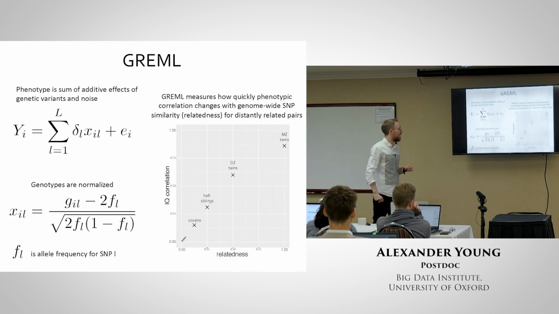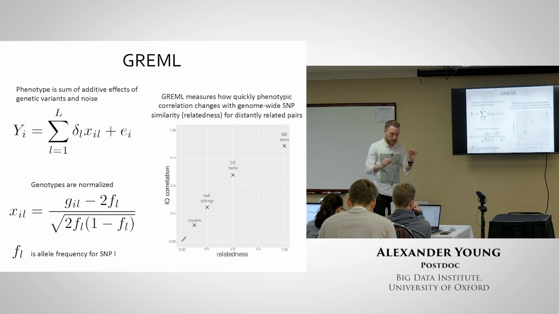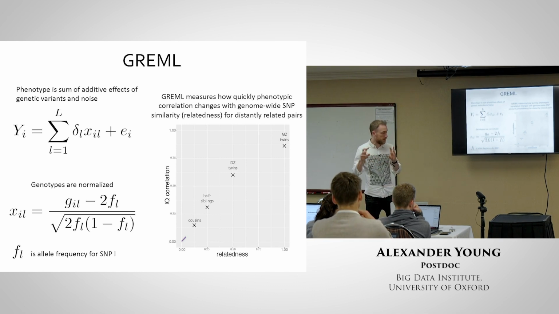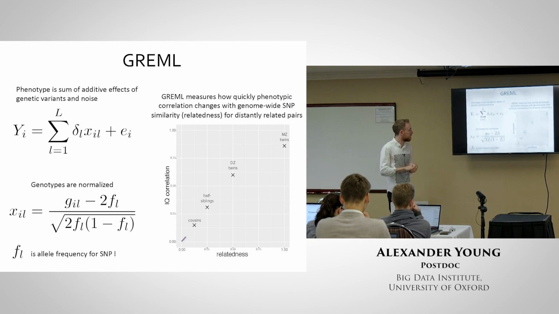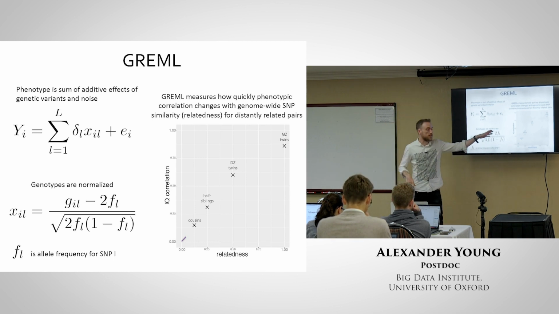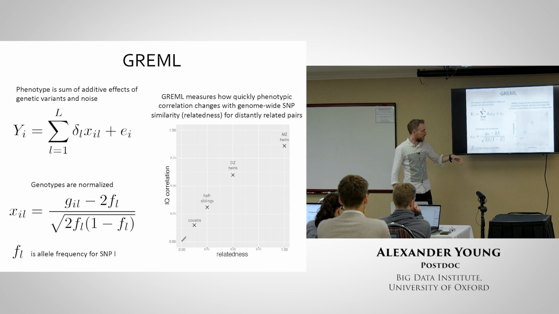So then I talk about GRAMMAR. I mentioned something about that before: at a high level, it's looking at how phenotypic similarity changes with SNP similarity, or SNP relatedness, for distantly related individuals. And this is a high level understanding of it, but that understanding comes from the consequences of the modeling assumptions of GRAMMAR.